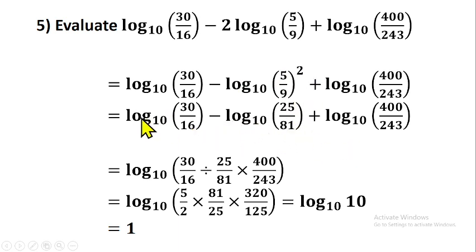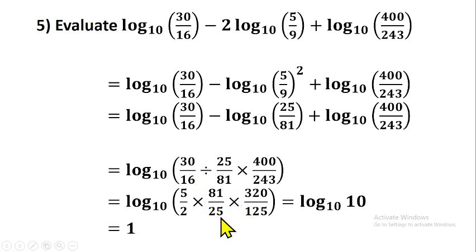Now we can apply the laws of logarithm since they have the same base. You pick log base 10 of brackets 10 divided by 16. Minus will change to division, then 25 over 81, then plus will change to times 400 over 243. Then this division can be changed to multiplication. So what can be done? You have 81 over 25; when you invert this one, it changes to times.